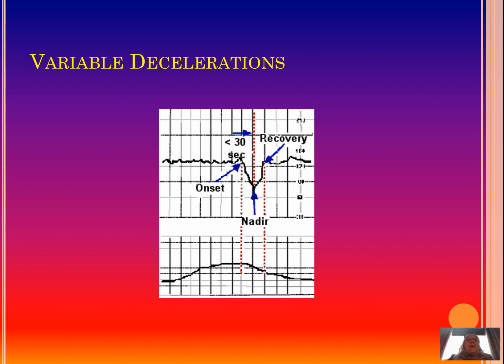You might often find a little shoulder at the onset, and you can see it marked here. You can see the onset of deceleration, so you can often find a little shoulder there, and then it goes down.